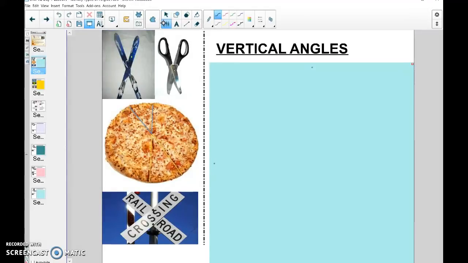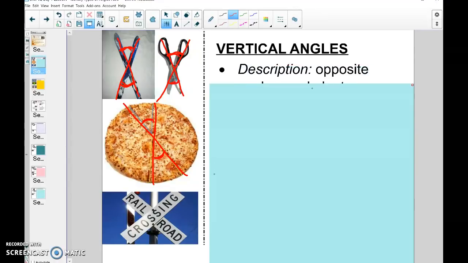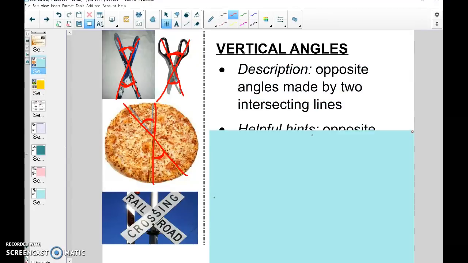So first type is the vertical angle pairs. Now, vertical angles are made when you have two lines that cross each other, kind of like these skis, or this pair of scissors, or this pizza. All right, and the angles that are vertical are the ones that are right across from each other, like this. Okay, so like these pizza slices are vertical angles because they're diagonal, they're across from each other, they're opposite. Whatever you want to think of it as, that's the definition for vertical angles.